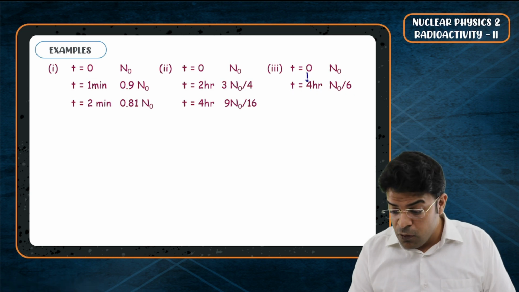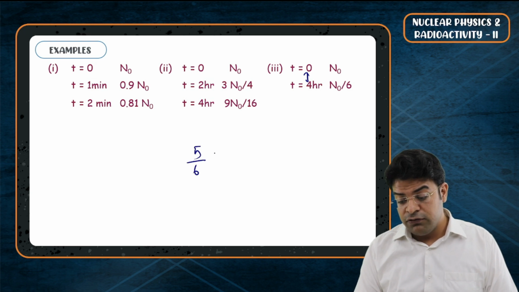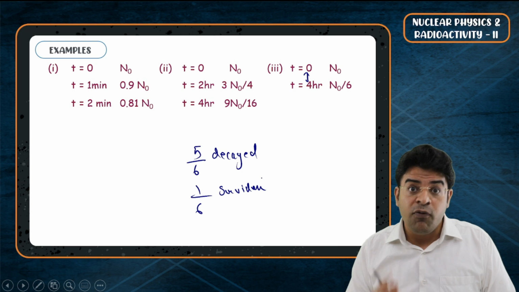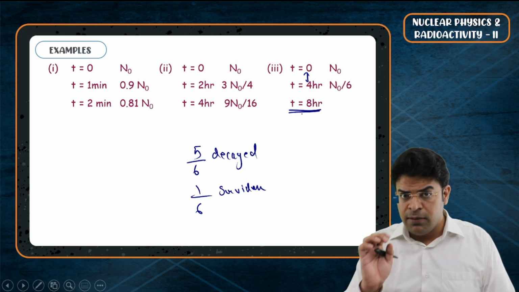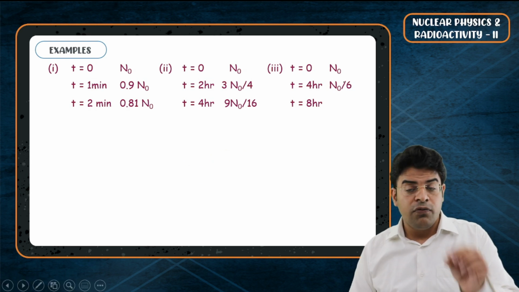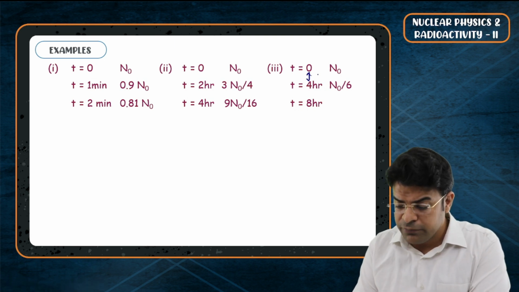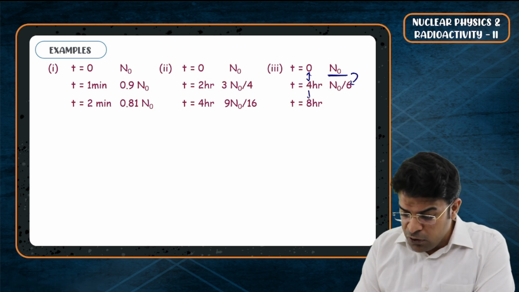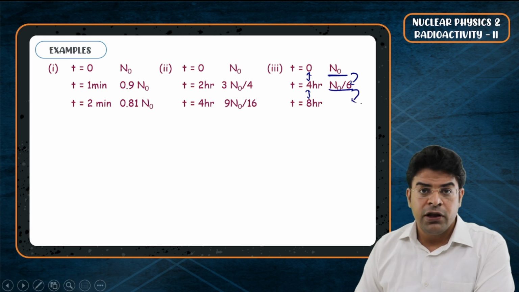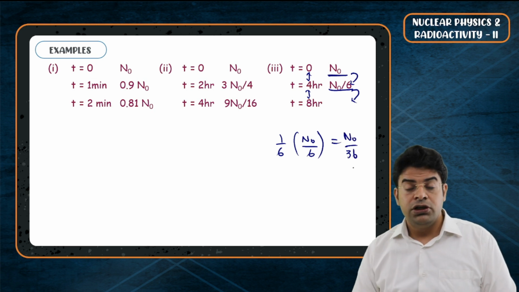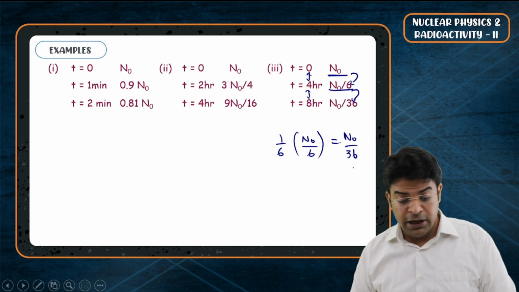It means that in a 4 hour time frame, 5/6 of the original has decayed and only 1/6 of the original have survived. So after 4 more hours, that is from the beginning at time equals to 8 hours, the number of active nuclei will be 1/6 of the remaining. Think of it this way. In the first 4 hours, 1/6 of original survived. So in the next 4 hours, 1/6 of remaining will survive, and 1/6 of N naught by 6 gives you N naught by 36. So at time equals to 8 hours, the number of active nuclei will be N naught by 36.